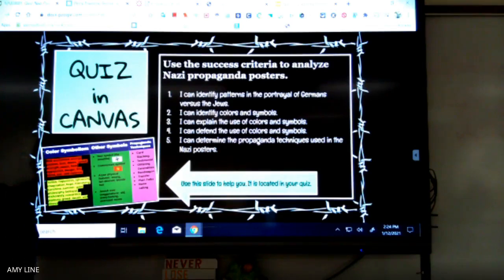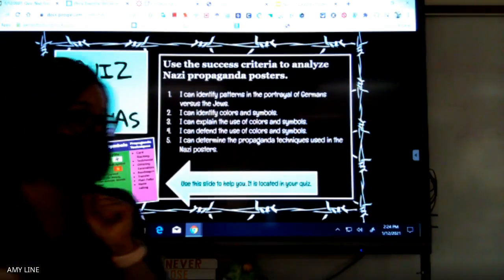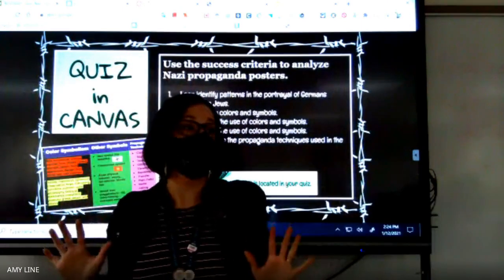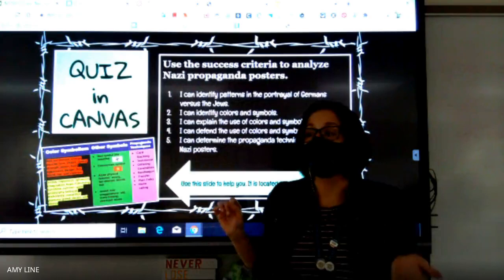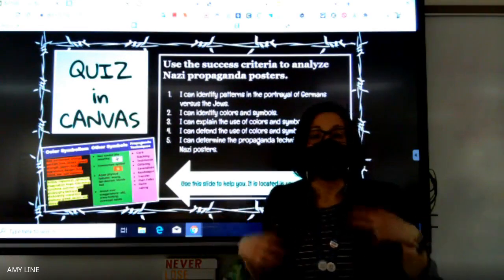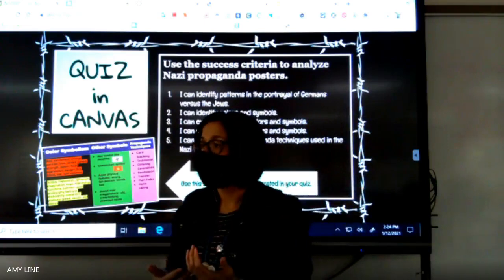What are you going to think if you see yellow? If a Jewish person is on there? Betrayal. Jealousy. What else did you say? Greed. Okay. Now, if it were a German person, that Aryan person on there, what would the color yellow mean? Yeah. Happy, optimism, hope. Okay.